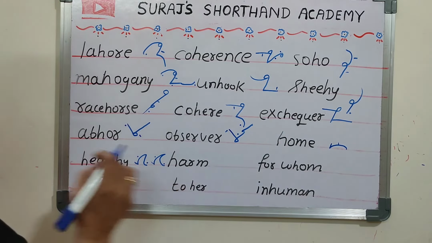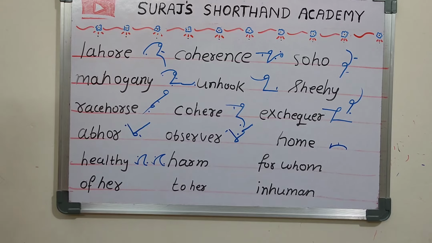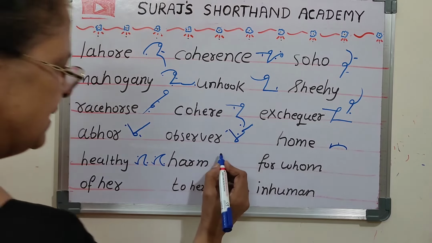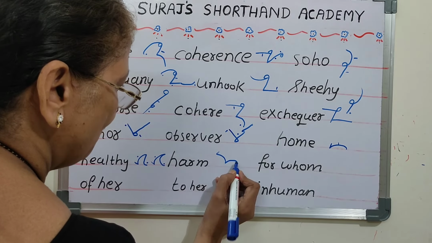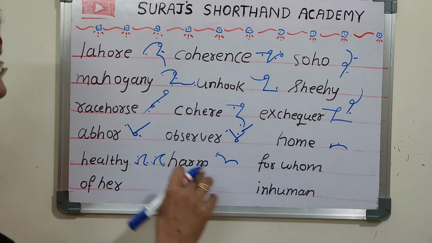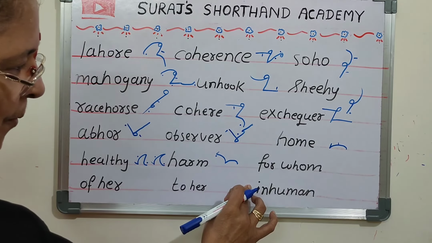TH, clearly I wrote here. Harm, this also. Initial H sound is there. You should use it like this. Harm. Harm. If it is harmer, you can take downward R one more.